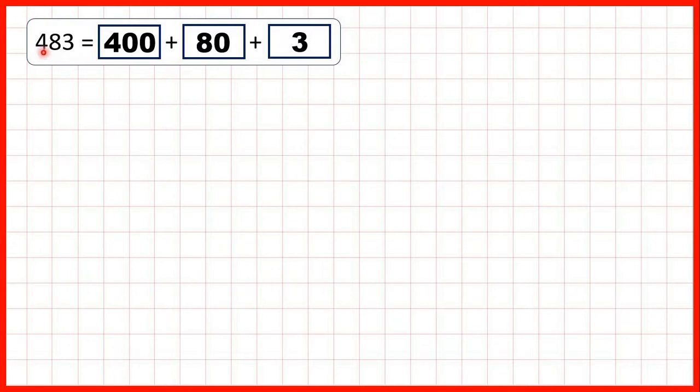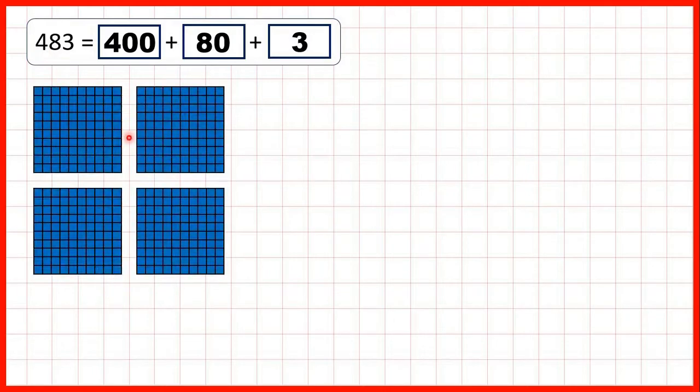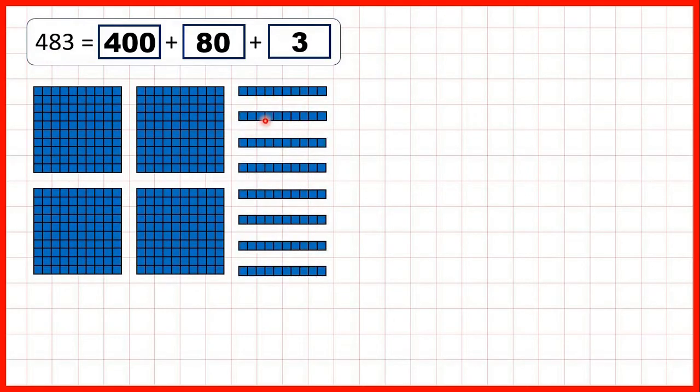First, we had 483. So we can show that as 4 hundreds, 8 tens, and 3 ones. So what we've shown here is the number 483, but we could also think of what we've shown as being 400 plus 80 plus 3. So that's what we're doing when we partition numbers. We're showing the value of each digit.